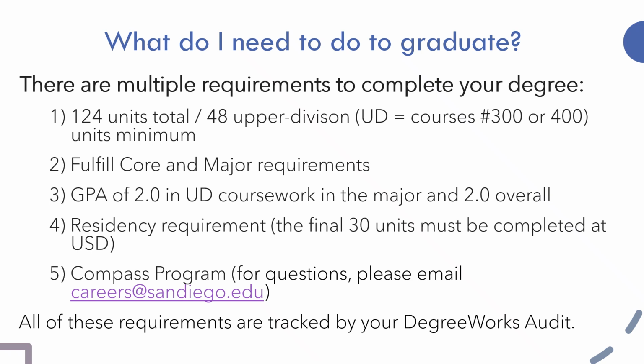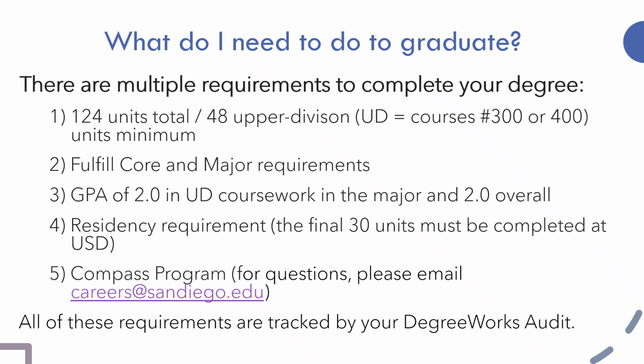A fourth requirement is called the residency requirement, where you need to take your last final units of coursework at USD. This means your senior year. And a fifth requirement is to finish the COMPASS program, which is run by Career Development and is helpful to prepare you for life after graduation.